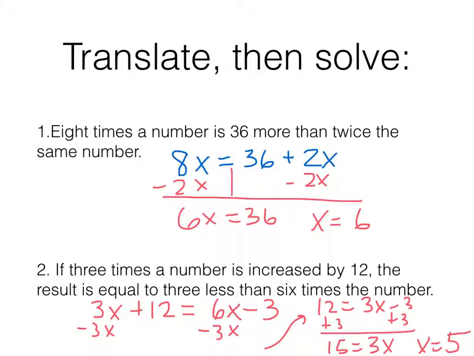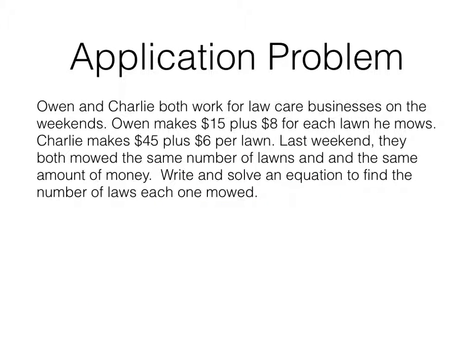And of course, you go back and you check them, but I'm not going to take up any more video time doing that. Our last problem is a real-world problem. Owen and Charlie both work for lawn care businesses on the weekends. Owen makes $15 plus $8 for each lawn he mows. Charlie makes $45 plus $6 per lawn. Last weekend, they both mowed the same number of lawns and earned the same amount of money. Write and solve an equation to find the number of lawns.